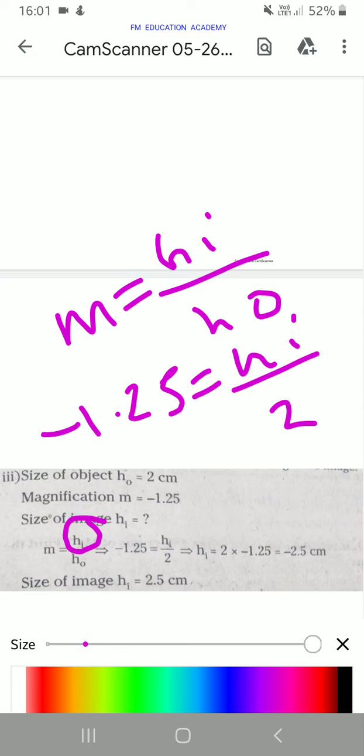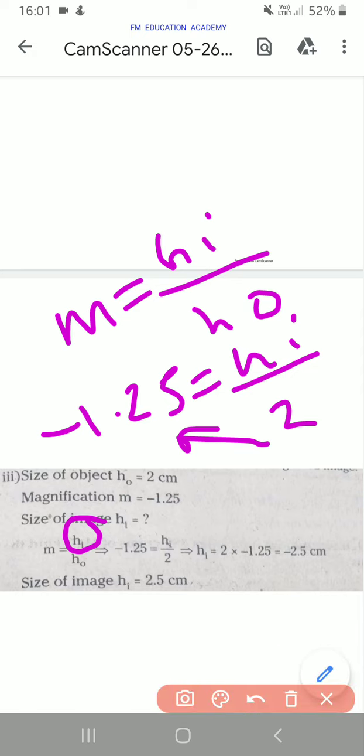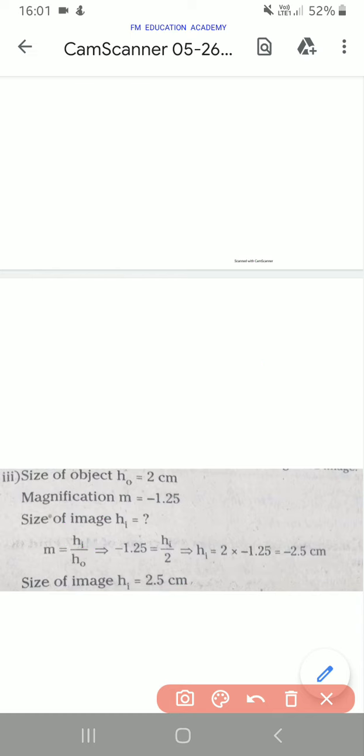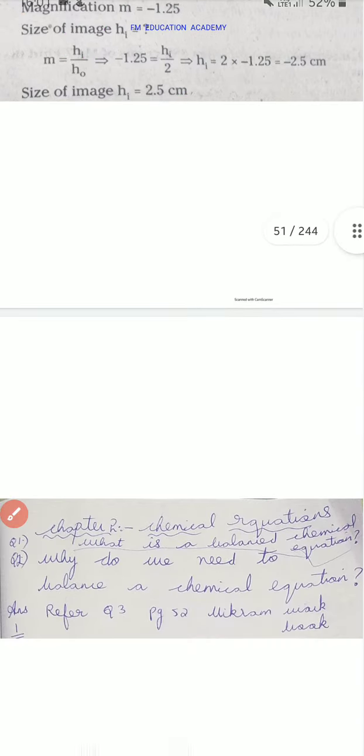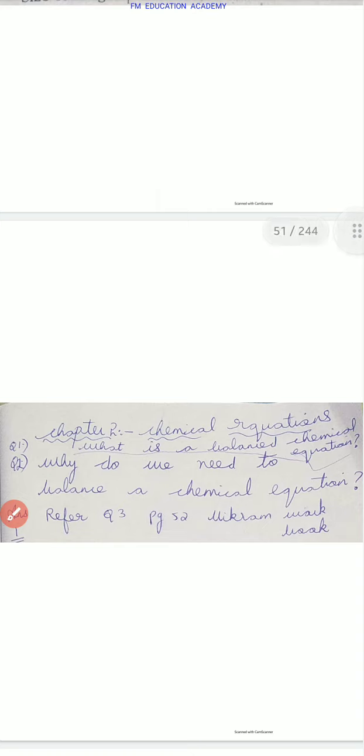H naught is given as 2. Cross multiply, and you will get the value of Hi. If you multiply 1.25 into 2, it will give you 2.5. So the size of the image Hi is minus 2.5 centimeter. So this completes our first chapter. Congrats to you if you have studied.